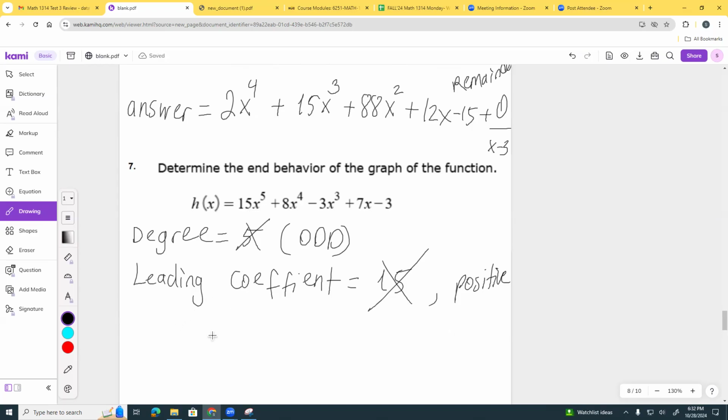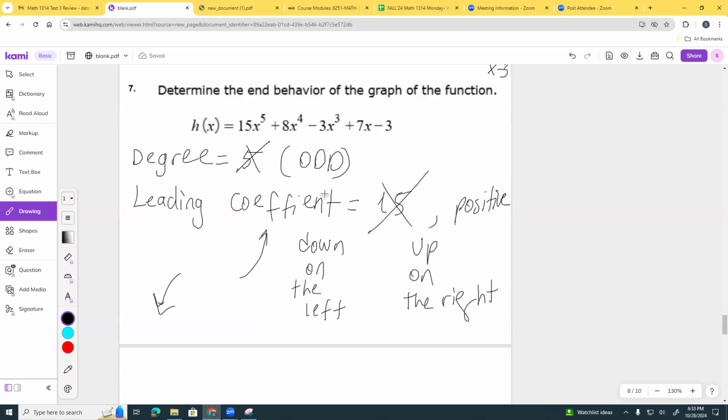So it is going to be going down to the left and down to the right. Now, for odd and positive, the answer is it's going to be down on the left, up on the right. So you have to memorize these before the test. I don't want you to miss these questions. There's no solving involved. It's just a fact check, right? You can just memorize these 4 cases and then you can get the answer for these questions.